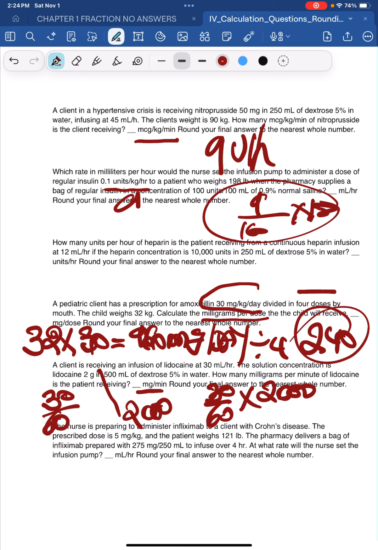And divide that by quantity, which is 500 ml. Divide that by 500. Now you will have a 2 milligram per minute. Let's look at the next one.